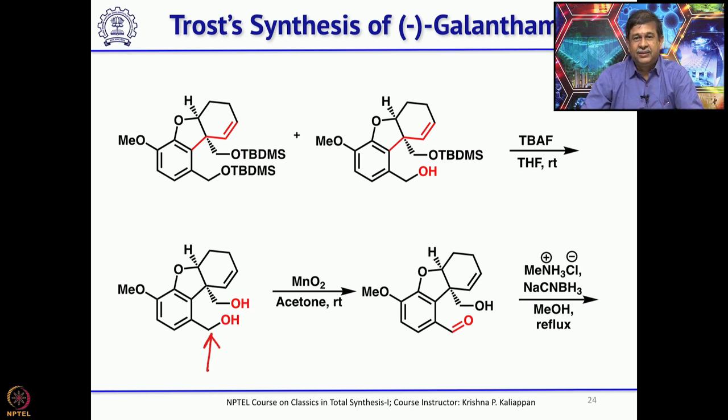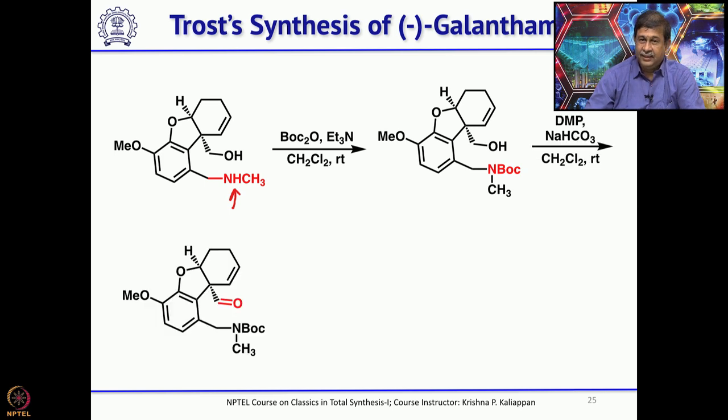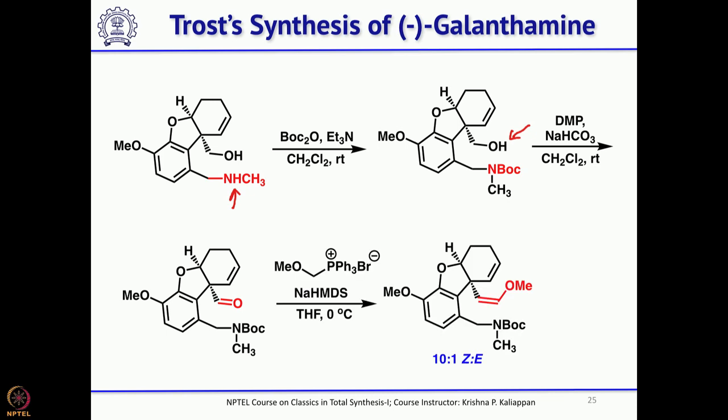Now you treat with methylamine hydrochloride and sodium cyanoborohydride. So that undergoes a reductive amination with methylamine. You have an aldehyde and then treat with this, so that will give directly the corresponding CH2NHCH3. Then you can protect this NH as Boc amide, and Dess-Martin periodinane reagent oxidizes this primary alcohol to the corresponding aldehyde. Now you do this Wittig reaction, enol ether Wittig, to generate the corresponding enol ether.